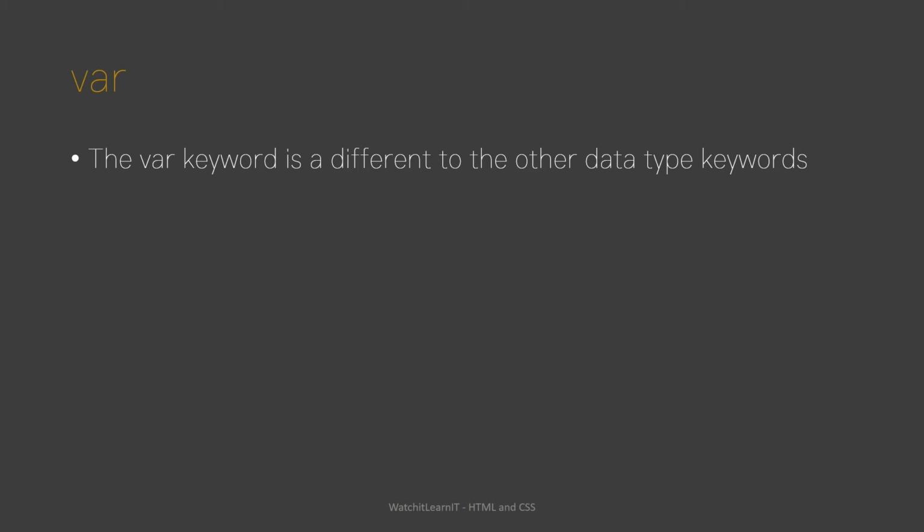Now, I did state earlier that all variables and constants need to have a data type. Now, this is where I go slightly against exactly what I've just said, which is the var keyword. The var keyword is different to the other data type keywords, as in it doesn't need a data type. What happens with var is the compiler actually tries to figure out, based off the value it's passed, what data type to use.